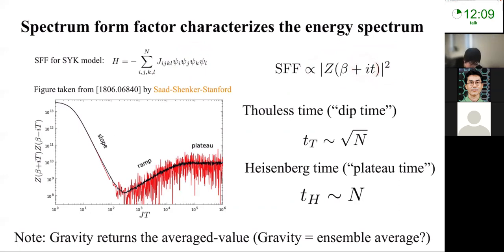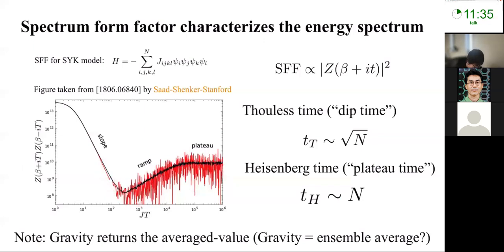And if we plot it, we see particular behavior in chaotic systems. For example, first we have a slope region at early time, and it stops and grows. This part is sometimes called the ramp, and again it stops, and we have a plateau region. This line corresponds to averaging over the coupling. But if we pick a particular coupling, we have erratic oscillation here.